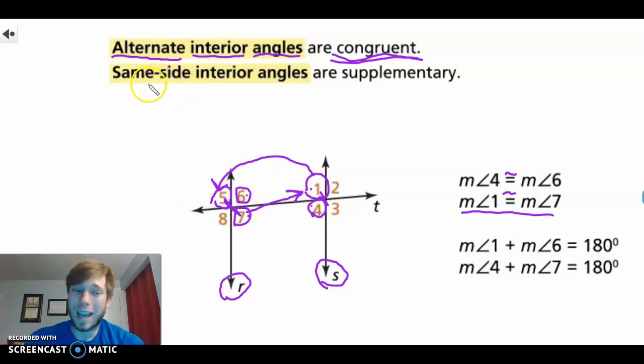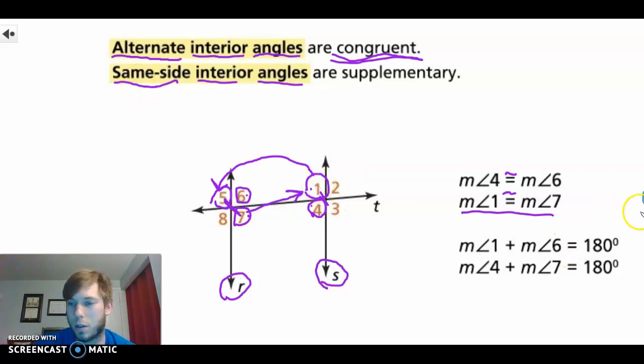Let's look at same side interior angles. Same side interior angles, well, we're looking at angles again. We're looking at interior angles, so still angles in between the two parallel lines. And we're looking at same side. Well, that should be pretty explanatory, that we are looking at the same side angles. So same side of the transversal.